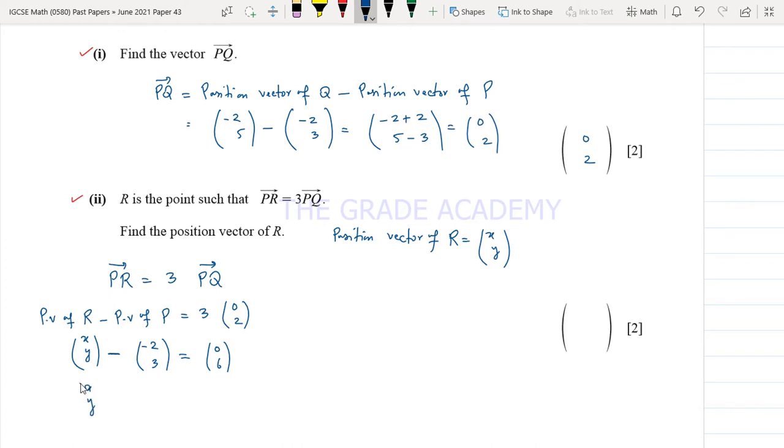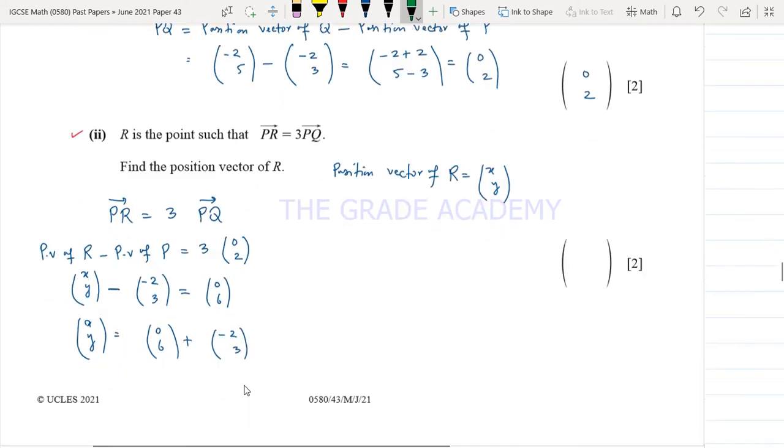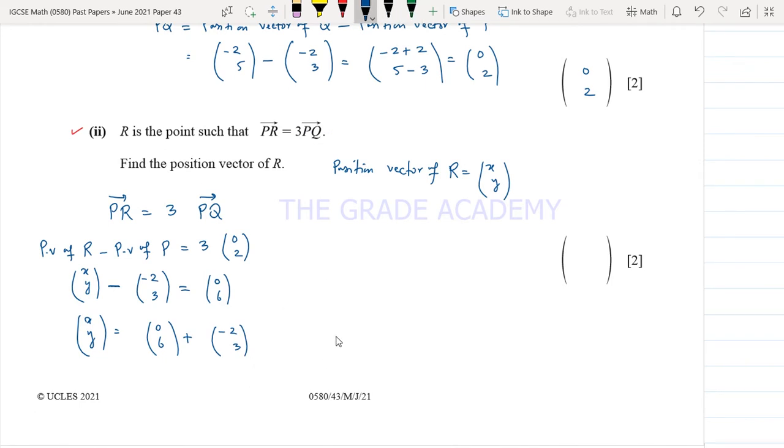So (x, y) will be equal to (0, 6) plus (-2, 3). Here we have shifted this vector from the left hand side to the right. So (x, y) will be equal to (0 minus 2, 6 plus 3), which is equal to (-2, 9). So this is the position vector of point R: (-2, 9).